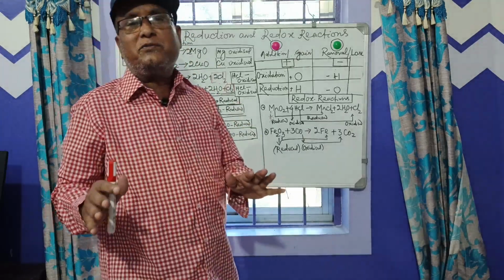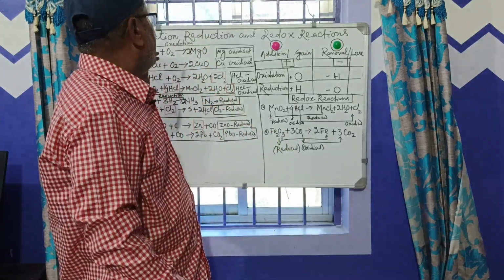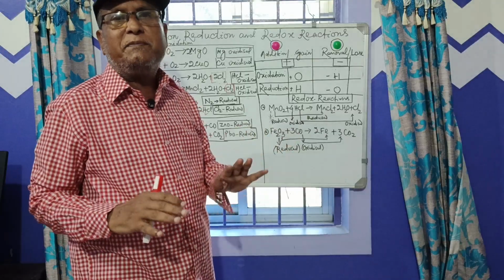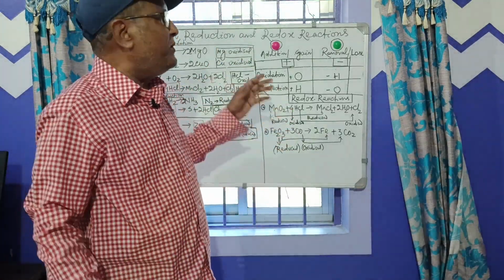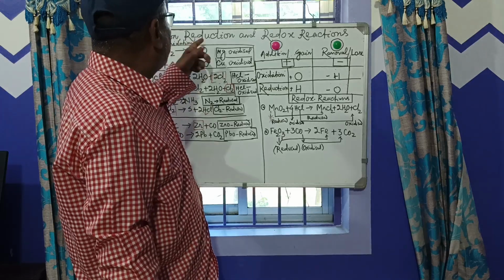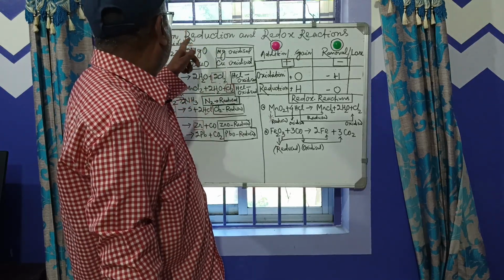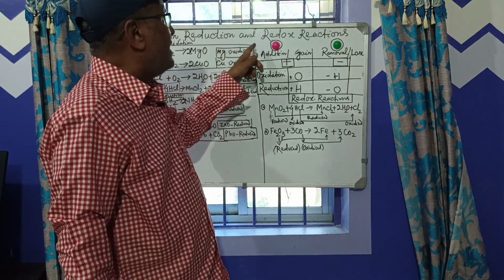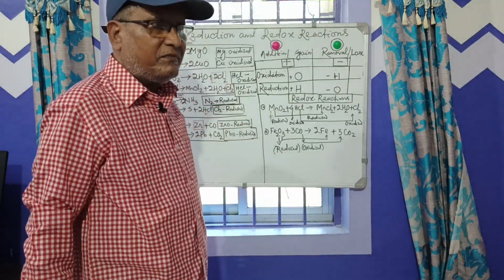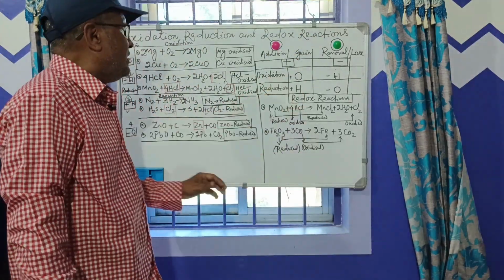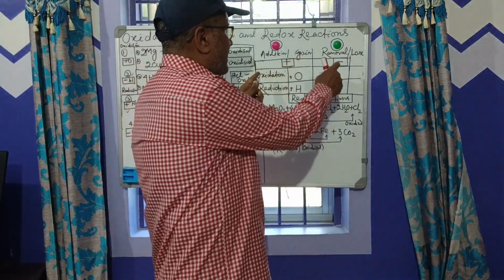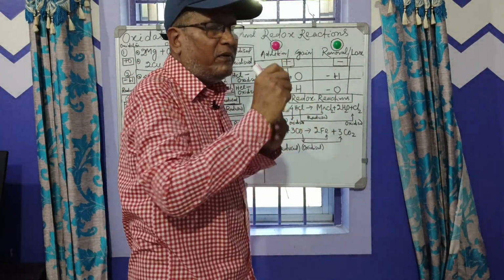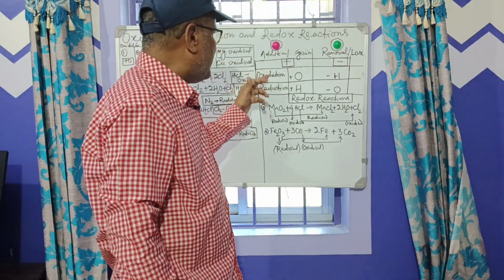In our last class, we discussed displacement and double displacement reactions. Today, we have taken a good topic for you: oxidation reaction, reduction reaction, and redox reactions. So let's discuss. We have drawn a table here that is called the formula table for oxidation and reduction reaction.